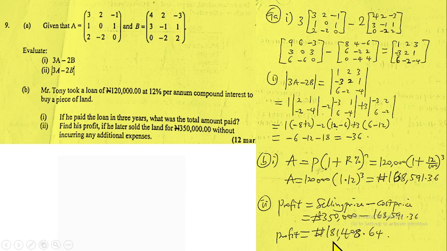So if you subtract that, that should give us 181,408 naira 64 kobo as the profit Mr. Tony has made after selling the land for such amount. So that's the end of question number 9, and that also gives us a 12 mark from there.